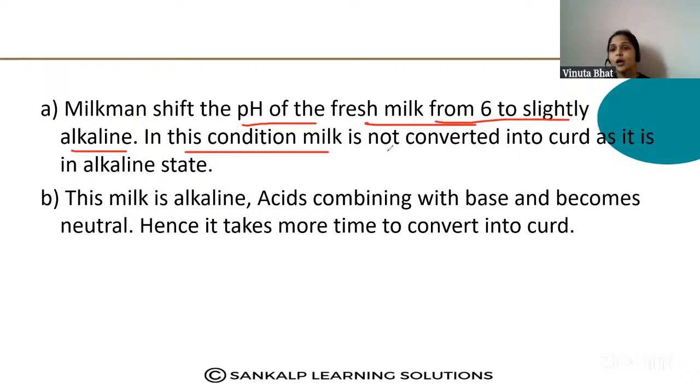The milk stays as it is, it does not convert into curd. Because of the alkaline condition, the curd formation will be halted, or rather delayed. This milk is alkaline, so the acids formed combine with the base and become neutral. Hence it takes more time to convert into curd. It needs a lot of time to convert into curd. Because of that reason he is using it.